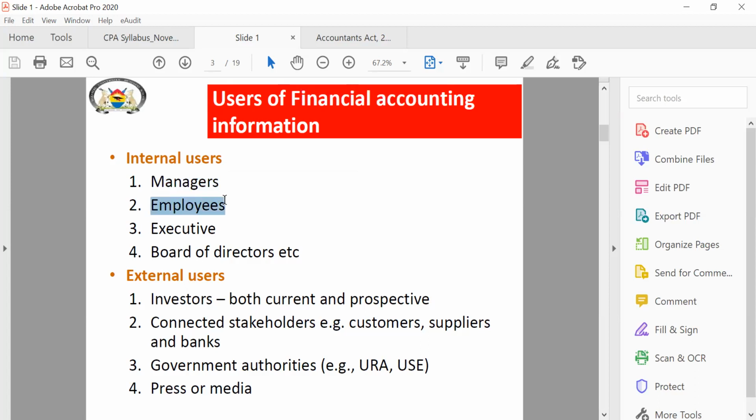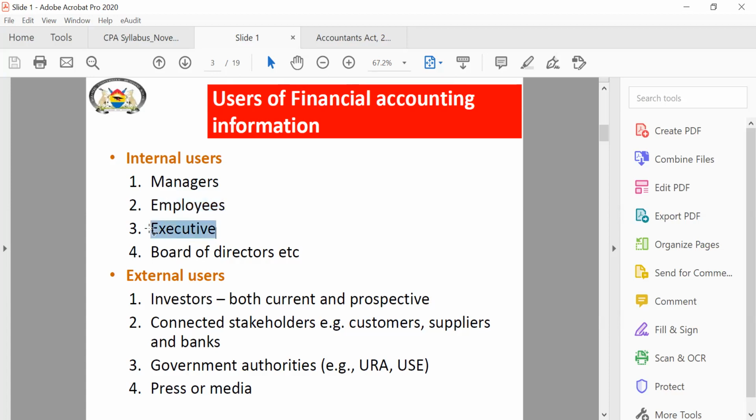We have employees. Employees are interested in the financial accounting information because they want to know if their jobs are safe, job security. That is what these employees are looking for.